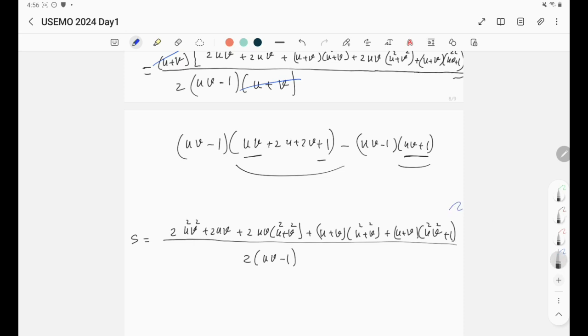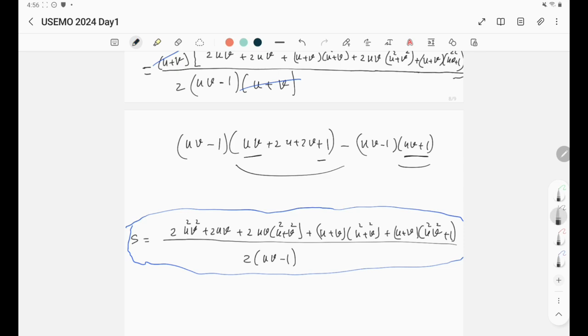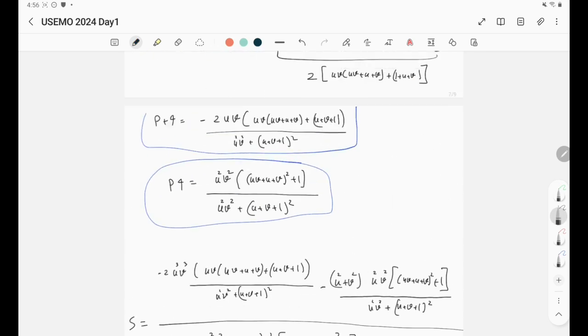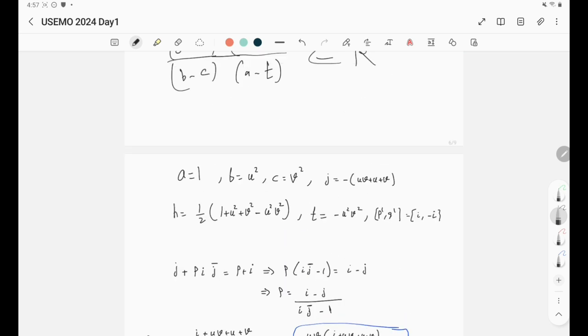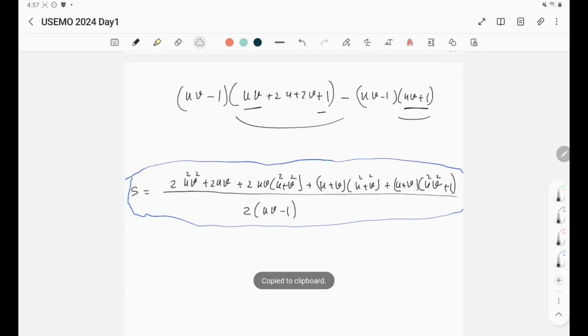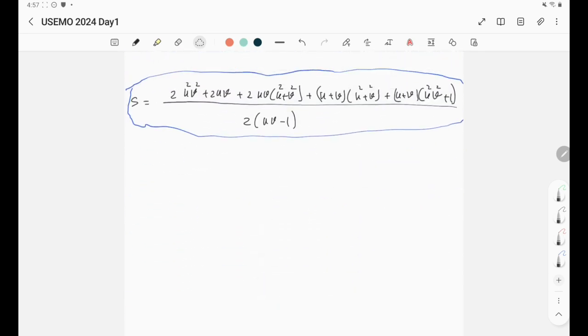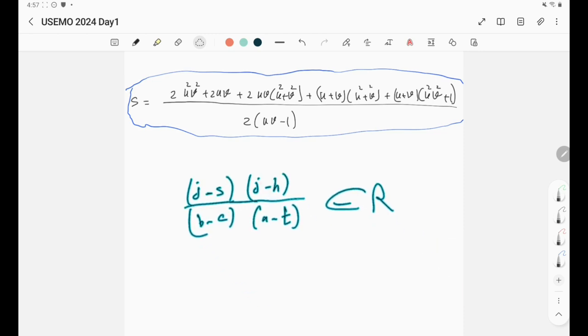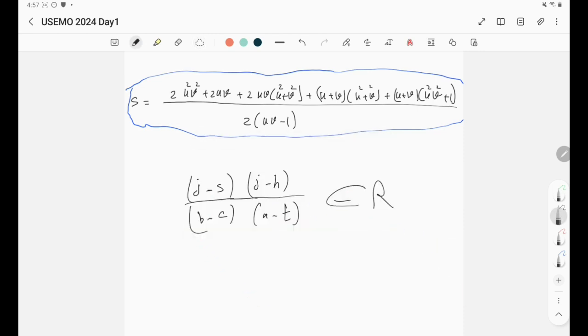Alright, finally. That was our nightmare here. And indeed, we're done with that. So we found S. Okay, so now it's time to do the serious work, the final step. That is to check that that thing here is a real number. Okay, so now our goal is to work with this. Let's copy that. Paste it here. And try to evaluate this stuff.